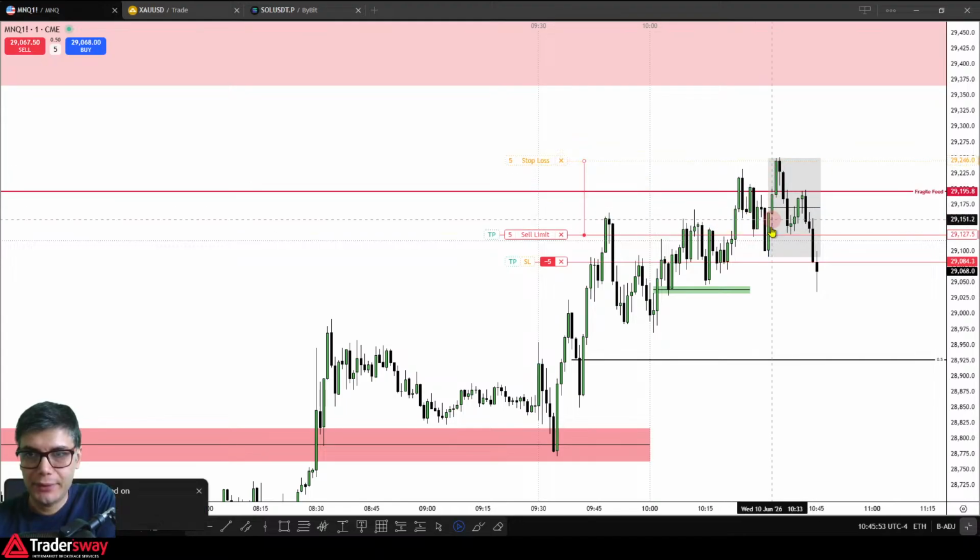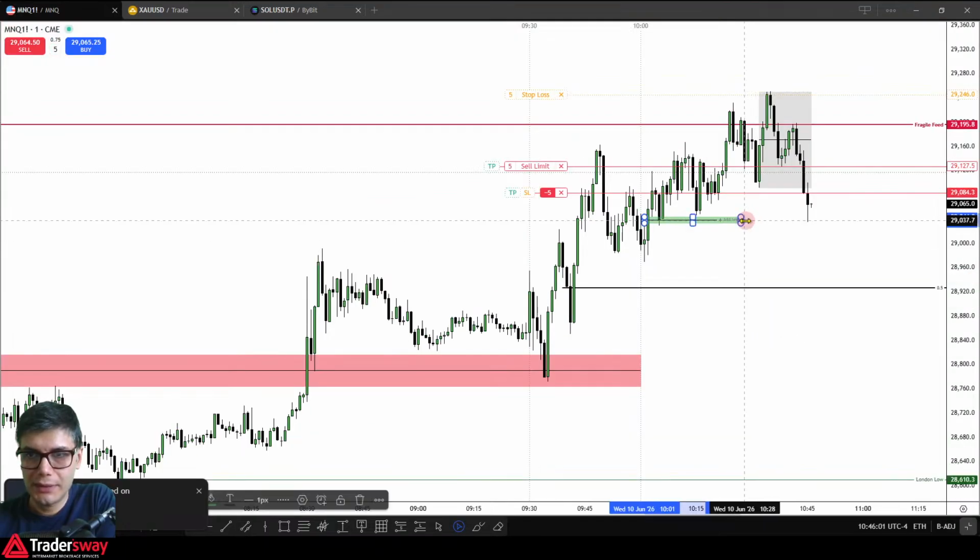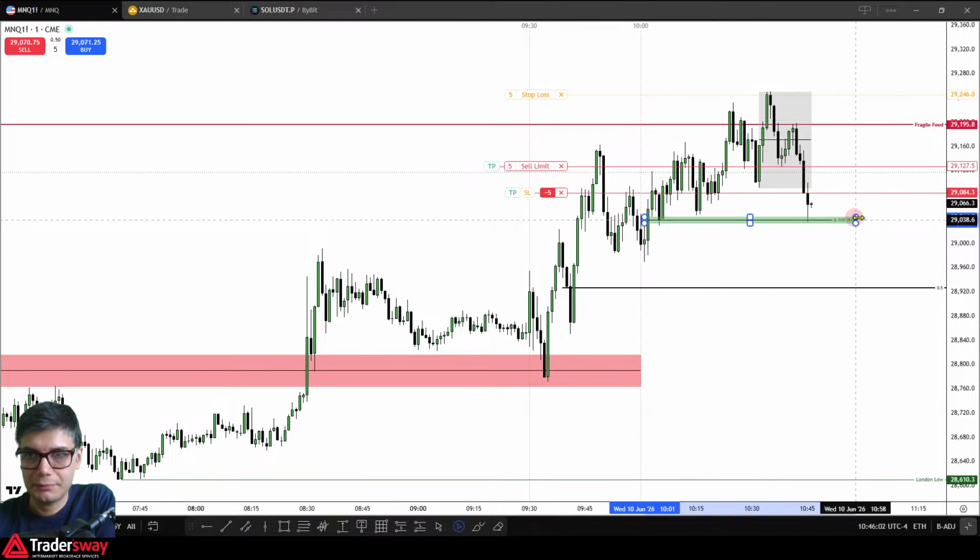Again, we have another bearish structure. Now it's at 10 a.m. Fair value gap. Wicked into it. It is back below based on order flow. It is back below those big orders and the point of control.